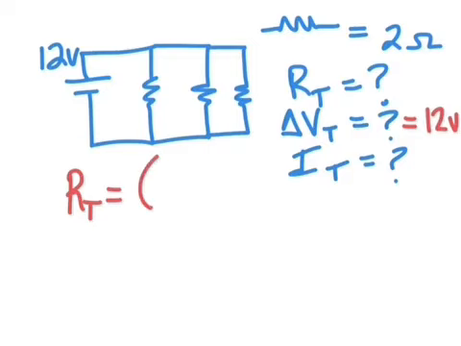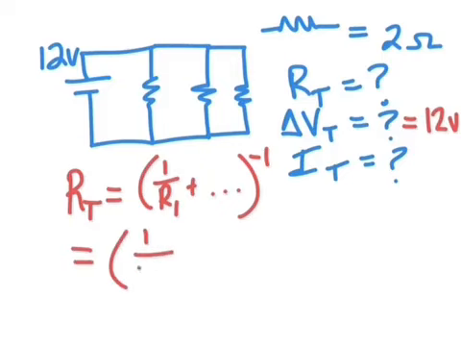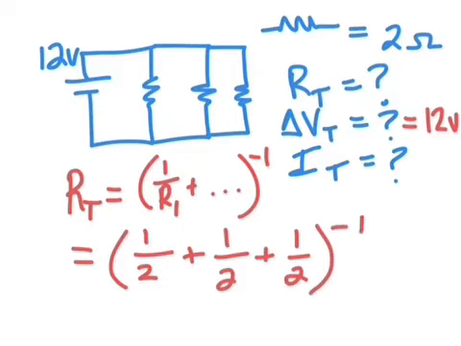Let's see here. That'd be 1 over R1 plus and so on, all to the negative first. Alright, so let's plug in the values. So we say 1 over 2, because that's the value of the resistor, for the next one, for the third one, all to the negative first. So in other words, take all of that and divide it into 1.